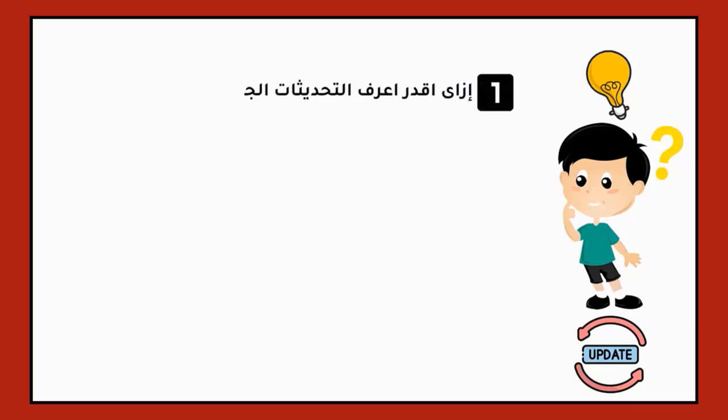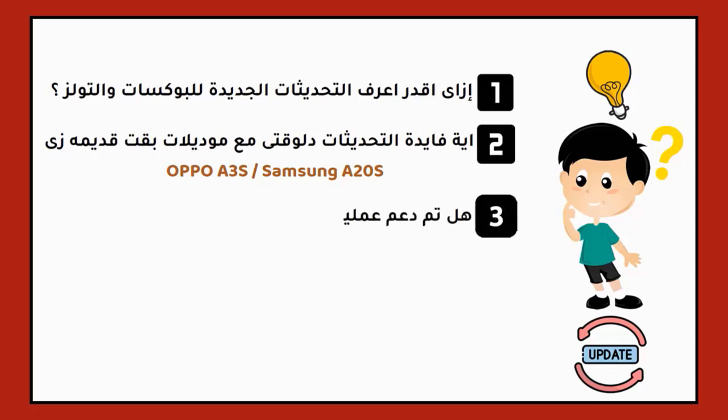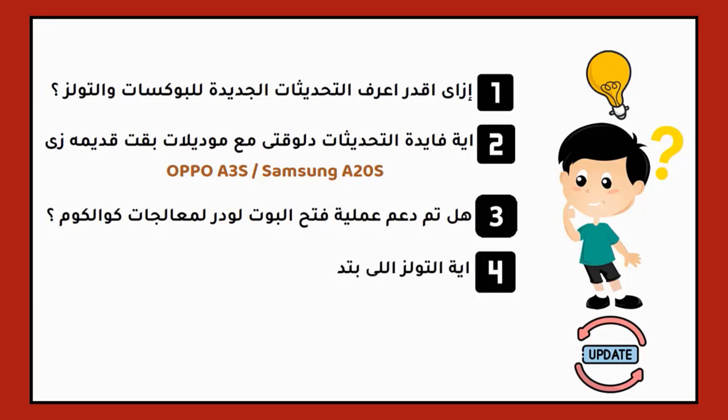Okay, just now, we have some questions to answer together regarding the updates, so that you understand the topic well. The first question is, how can I know the new updates of boxes and tools? The second question, what is the benefit of the updates now with models that are old, like the Oppo A5s and Samsung J2 Core? The third question, was the process of opening the bootloader for Qualcomm processors included in these new updates? The fourth question, which is the tool that supports new updates and operations for Android Qualcomm?